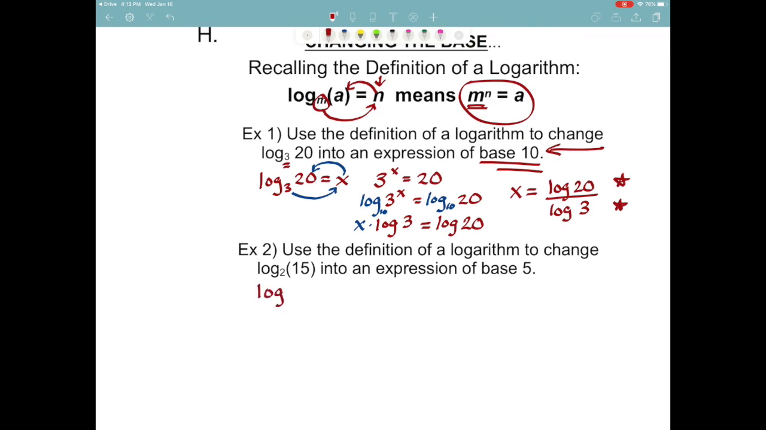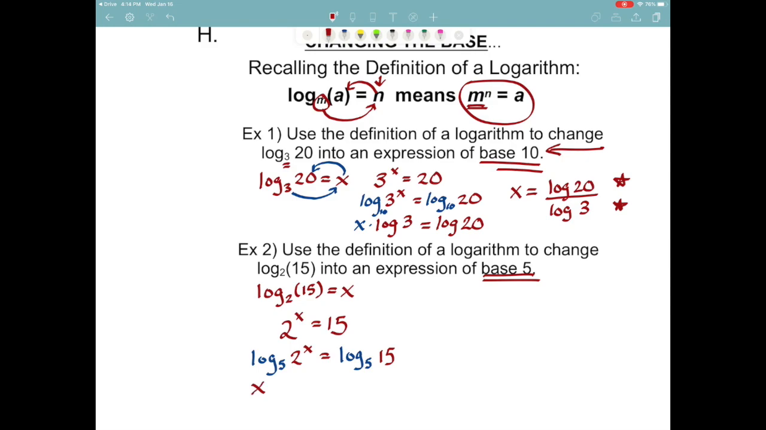We'll set log base 2 of 15 equal to x. Now this one we want to rewrite as log base 5. So we're going to take it and use the exponential form. So 2 to the power of x equals 15. We'll take the log of each side. And we want this log, when we do it, to be log base 5. So I'm going to do log base 5 of 2 to the power of x equals log base 5 of 15.